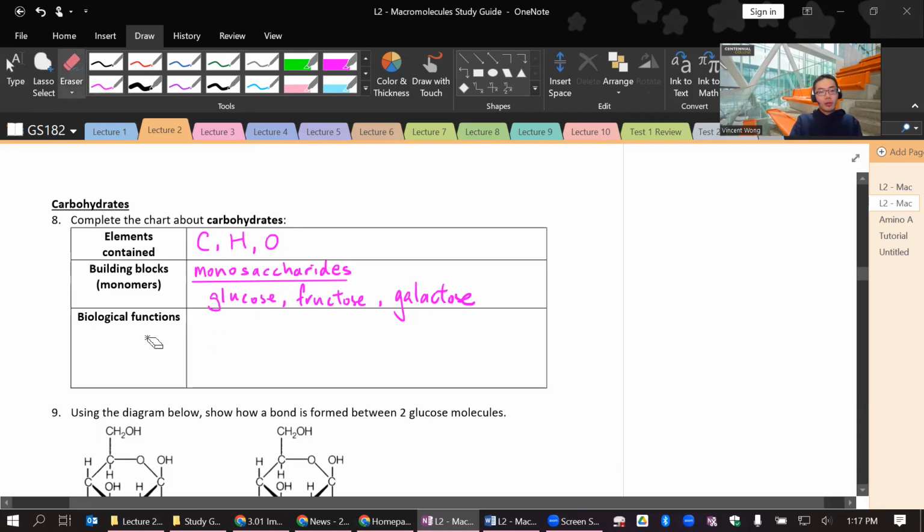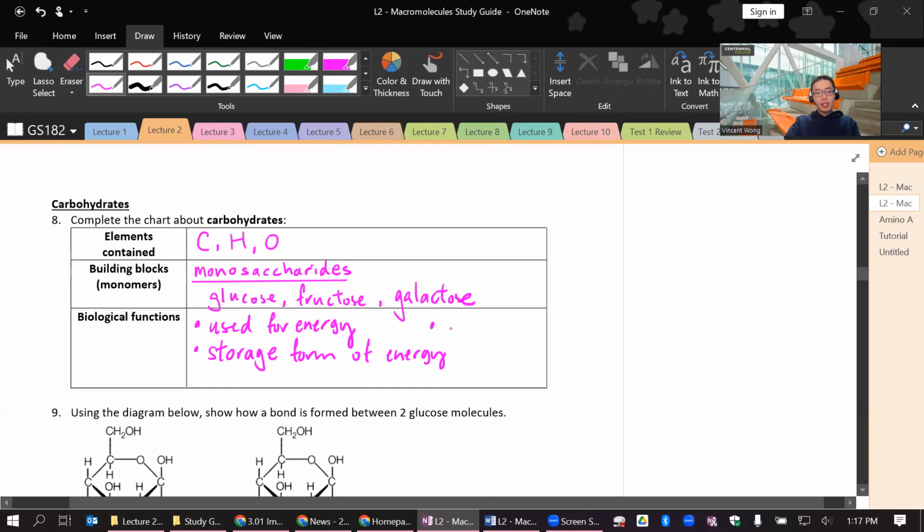Now, what is the biological function for carbohydrates? For the most part, carbohydrates for humans, anyways, are used for energy, right? Okay. In plants and in humans, we can store them as well. Storage form of energy. When we need it, we can burn them off and create energy. We can also store them.